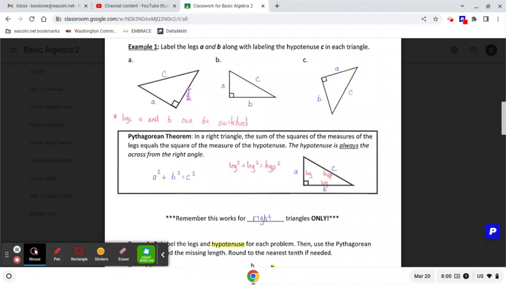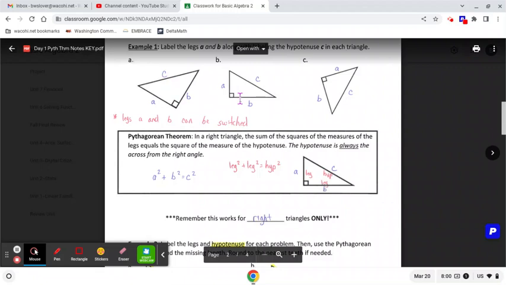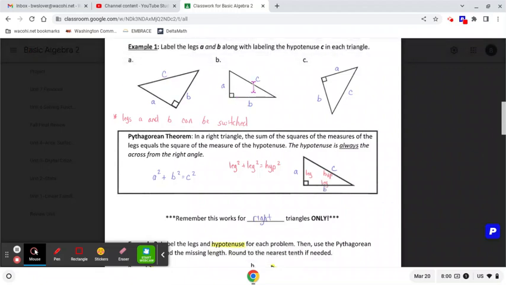So I could have an A here or a B here. Or I could have a B here and an A here. The A and the B, it doesn't matter which one is labeled, provided that the C is labeled correctly. So here's my right angle, go opposite.